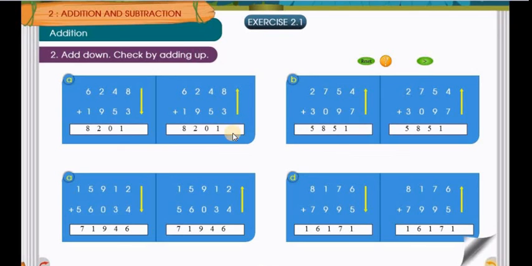Check by adding up. So we have to check. Now we have to add. 3 plus 8 is 11. So 1 carry over, 1. And 4 plus 5 is 9. So we have to write 9 plus 1 is 10. 1 carry over, 0. 9 plus 2 is 11. 11 plus 1 is 12. So 12 we have to write here. 6 plus 1 plus 1 is 8. So when we add downward or upward, the answer will be the same. Isn't it children? The answer will be the same.